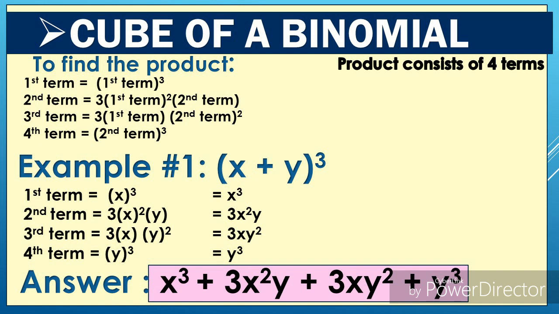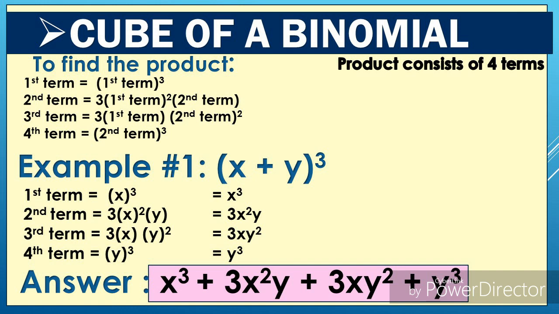Okay, how do we find the product of cube of a binomial? So, ang product ng cube of a binomial, merong 4 terms. Okay, example number 1, the quantity of x plus y cubed. Okay, to find the first term, i-cube lang natin yung first term, which is, ang first term natin dito is x. So, we have x cubed.